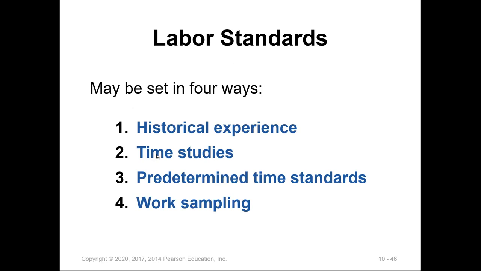How do we set labor standards? There are four ways which can be used individually or through integration of two or more ways to create and determine these standards. We can use historical data and experience, time studies, predetermined time standards, and/or work sampling. Again, we can use either one of them or integrate two or more of these ways to determine those standards.